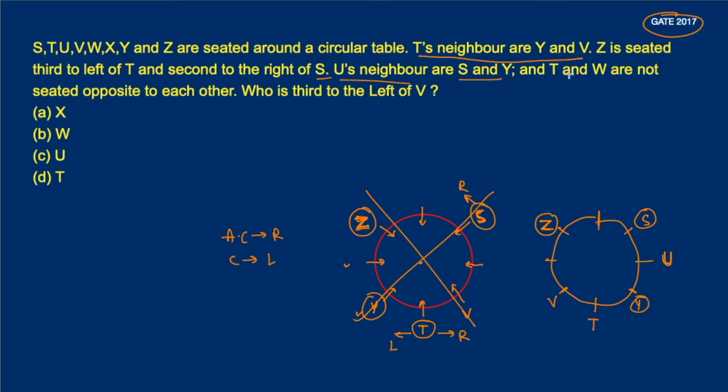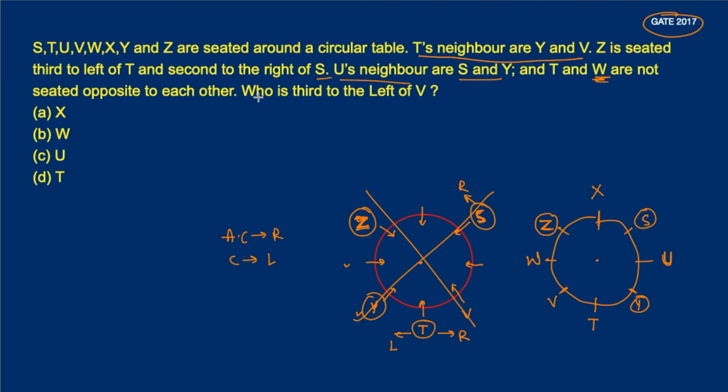Next, it says that T and W are not seated opposite to each other. Now, if we have to make W sit, these are the two positions left, this position and this position. Since W cannot sit opposite to T, where is it going to sit? Of course, at this position. Otherwise, if it sits here, it will be opposite to T, which is not allowed. Now, who is left? We have S, T, U, V, W. We don't have X now. So let's make X sit here. So now this is our arrangement. This is the proper arrangement which we have got.